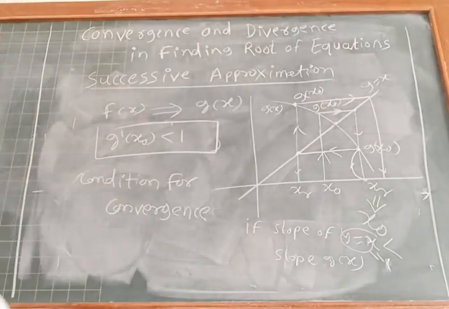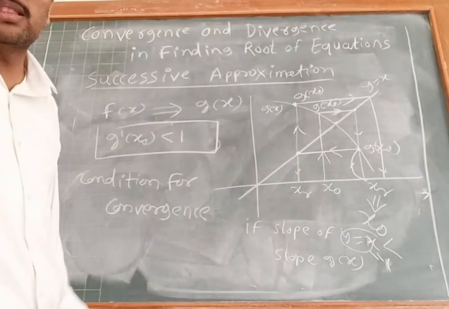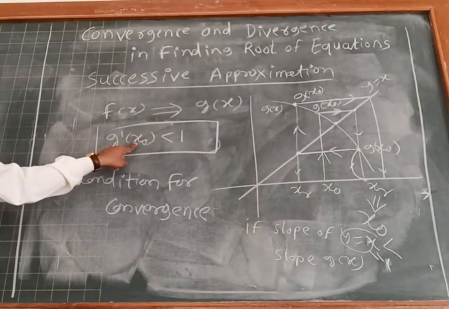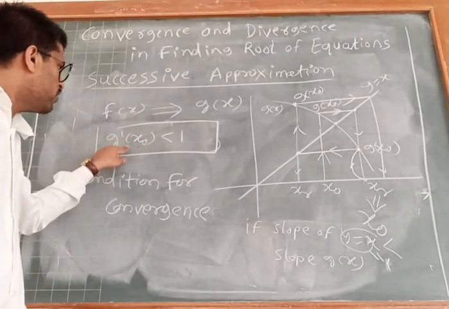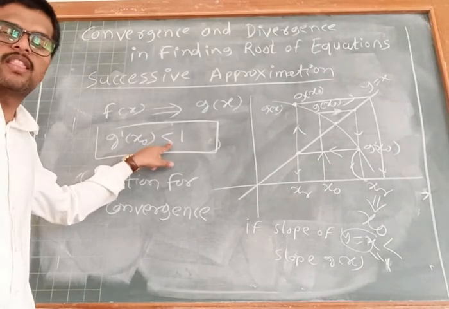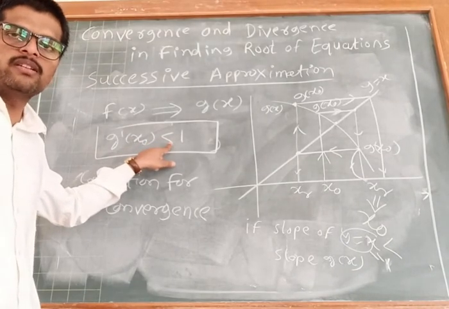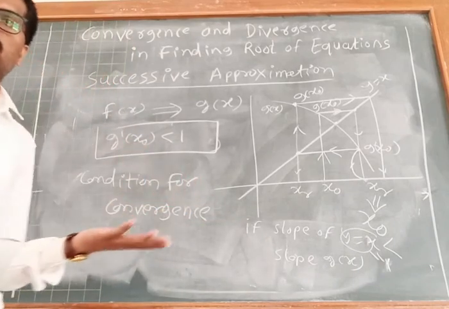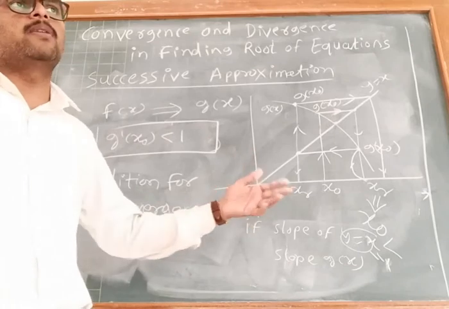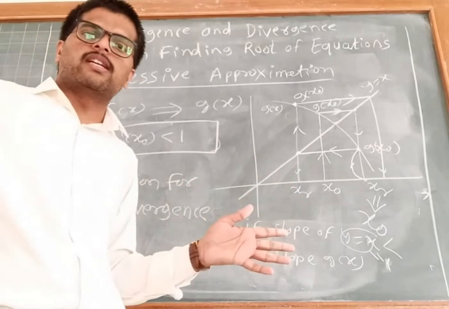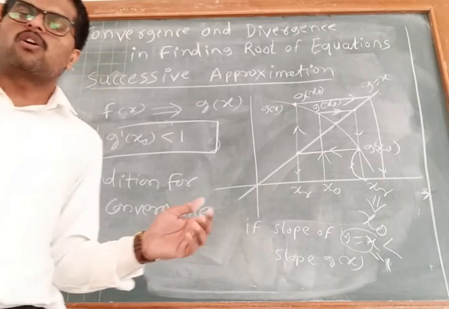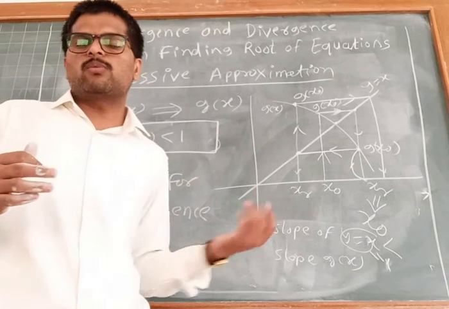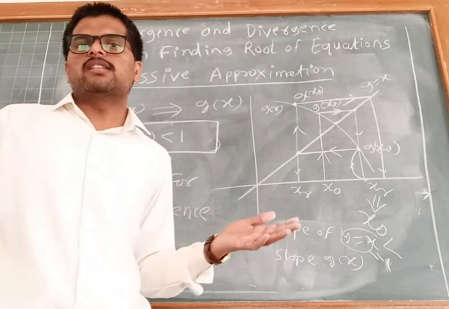So remember, if any problem is asked based on the successive approximation method, then this criterion should be satisfied for the initial case. For the given initial case, g dash of x0 should be less than 1. Then only we can proceed further. Otherwise, instead of going toward the root, we will move away from the root. If it is accuracy based and you calculate the error after each iteration, that error goes on increasing. If it is the convergence case, then the error will reduce after each iteration. And in the case of divergence, the error goes on increasing after each iteration.